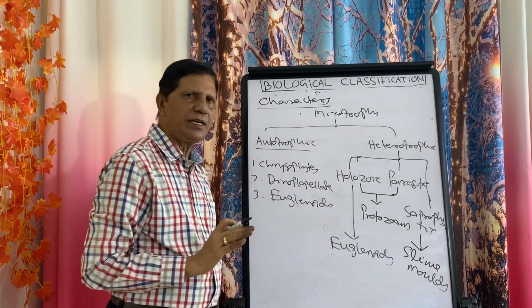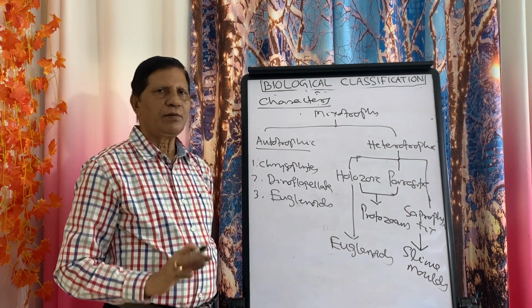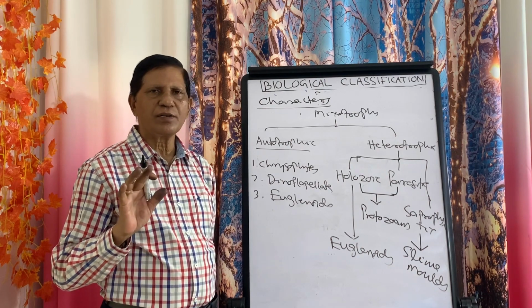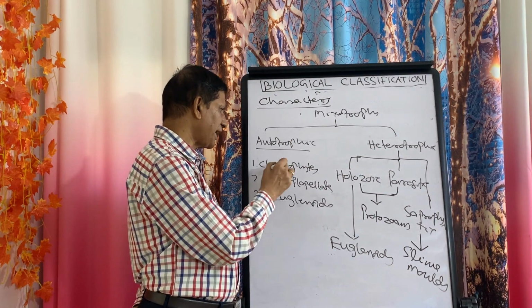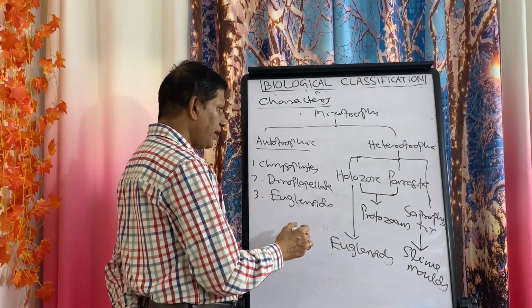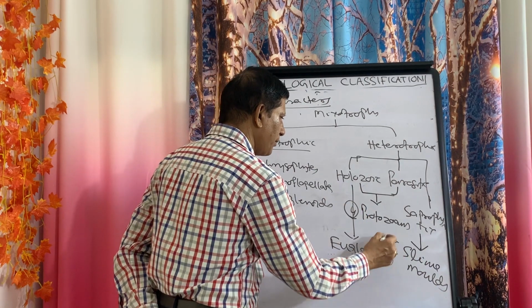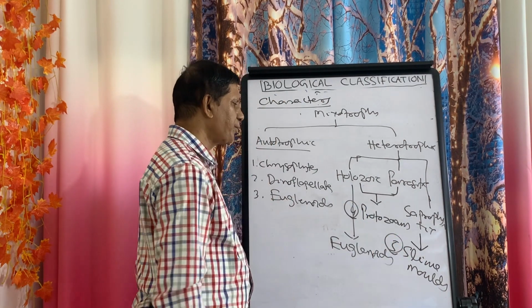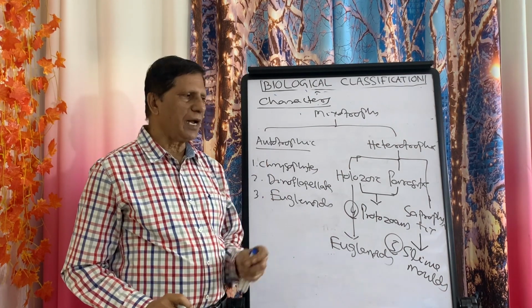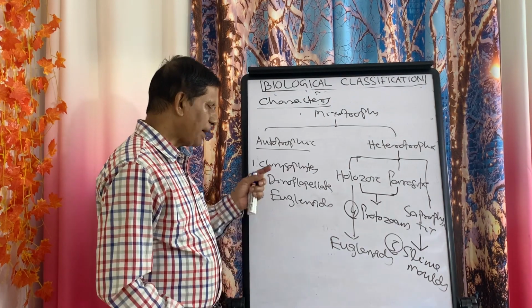So ultimately, you see from these 2 types of classification that I have given, you can mark that the protists are usually of 5 different types. Number 1, chrysophytes. Number 2, dinoflagellates. Number 3, euglenoids. And number 4 is protozoans, and number 5 slime molds. So the protists are of these 5 types, which we'll discuss in the next video, one after another.